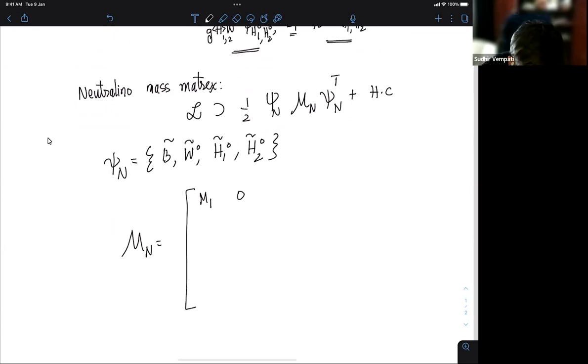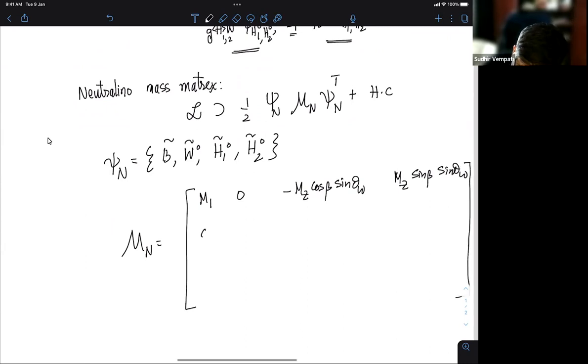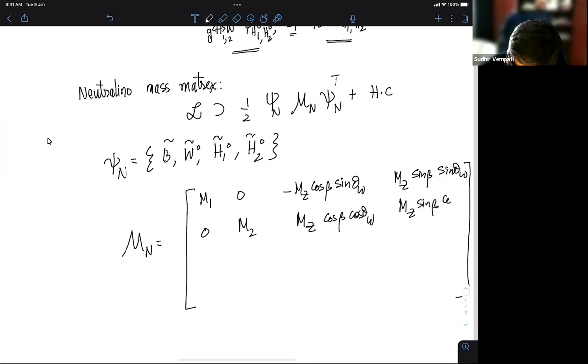M1, 0, minus Mz cos beta sin theta W, Mz sin beta sin theta W; 0, M2, Mz cos beta cos theta W, minus Mz sin beta cos theta W.